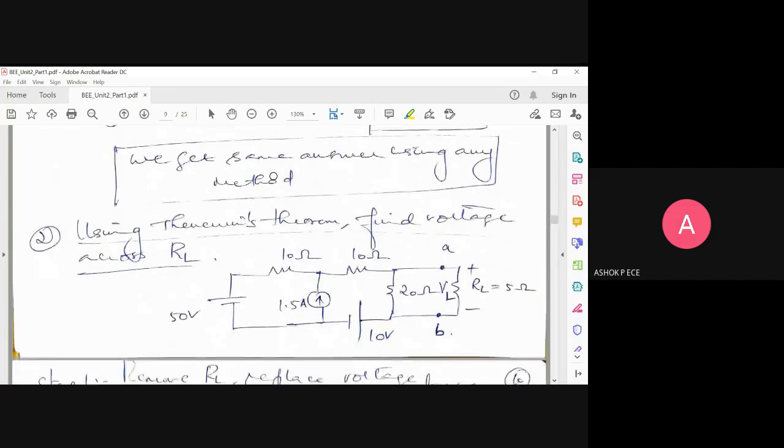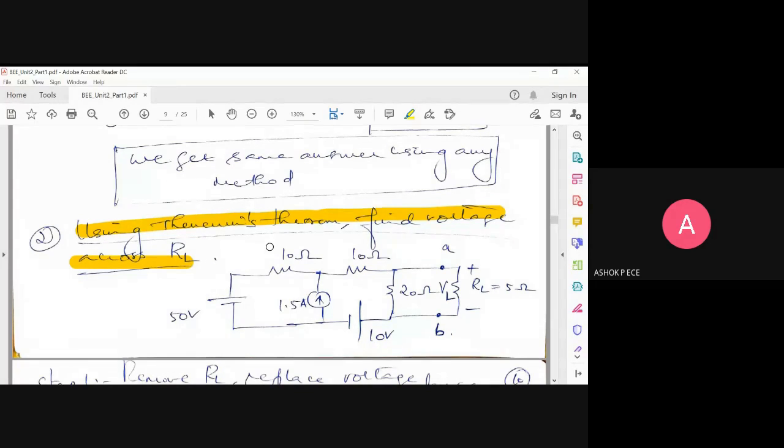See the next problem. Using Thevenin's theorem, find the voltage across RL. See the circuit, it has 3 loops. RL is marked in the diagram. RL is at the rightmost end resistor, and the polarity of RL is also marked. So default convention, upper terminal of RL is positive, lower terminal of RL is negative.